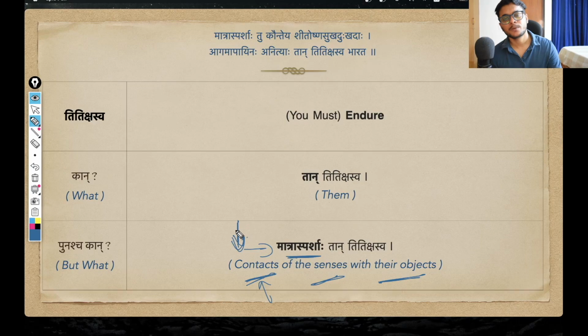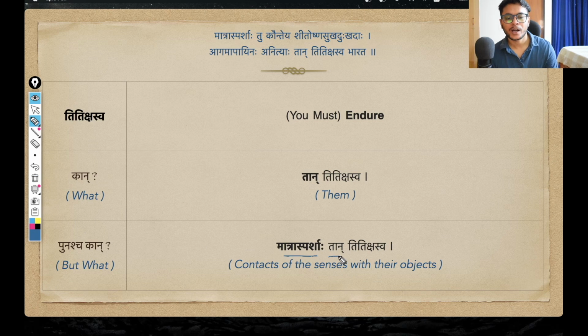So in the external world, whenever we perceive something, it is perceived by our mind, but through our sense organs. When these five sense organs that we have come in contact with their respective objects, an impression is created, and that impression is perceived by our mind. So whatever impression is generated is what is being referred to here by the contacts of the senses with their objects. I hope the meaning is clear.